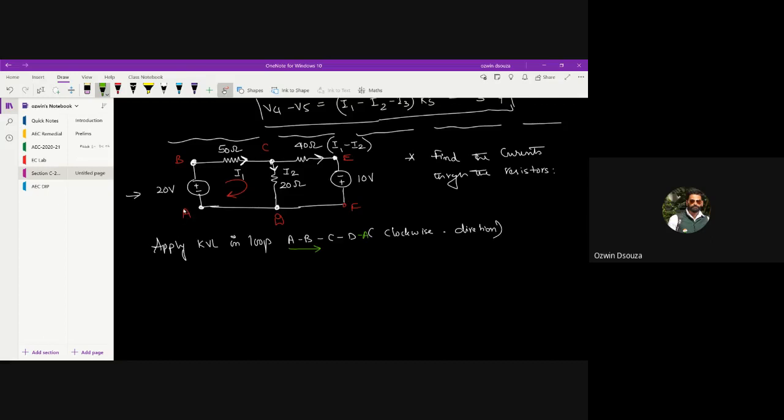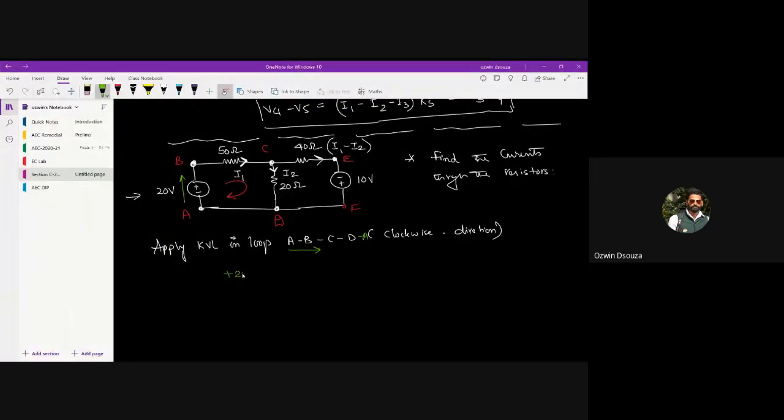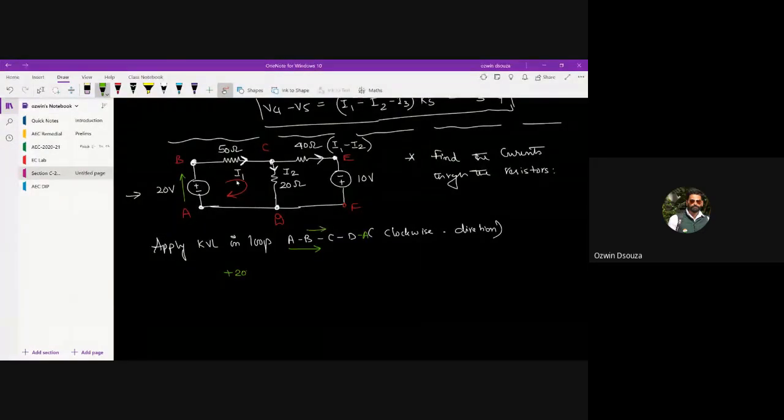When I move from A to B, the battery is getting traced from negative terminal to positive terminal, hence it is plus 20. Then let me move from B to C. I'll use a different color so that I can show you the traversal as well as the current direction. I am moving from left to right, and the current flow through the 50 ohm resistor is also flowing from left to right. So the direction is agreeing with each other, hence we have a potential drop, which is 50 into I1.